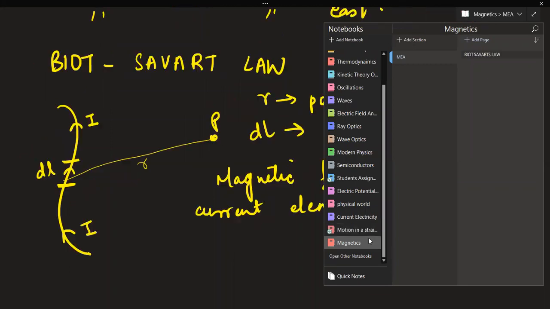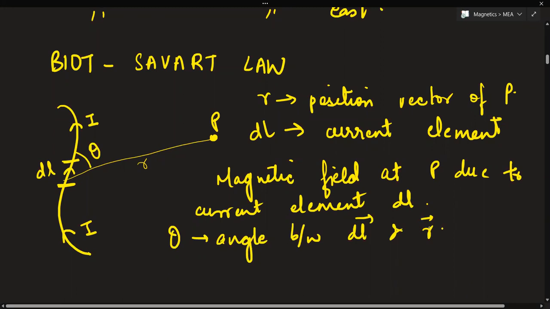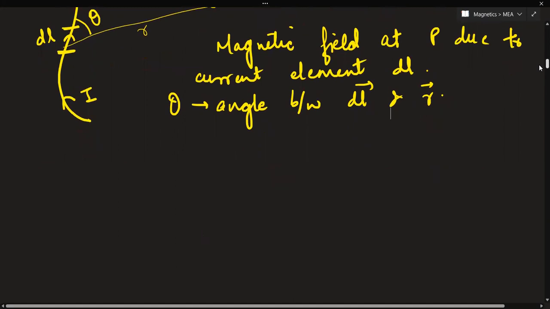Yes. So where were we? We were discussing Biot-Savart's law. We are calculating the magnetic field at this point P due to the current element dl. Now, one more thing we have to define, that is this angle theta. This theta is the angle between the current element dl and the position vector small r. Now, your law becomes, what? We have defined all the terms, we have understood each of the terms.